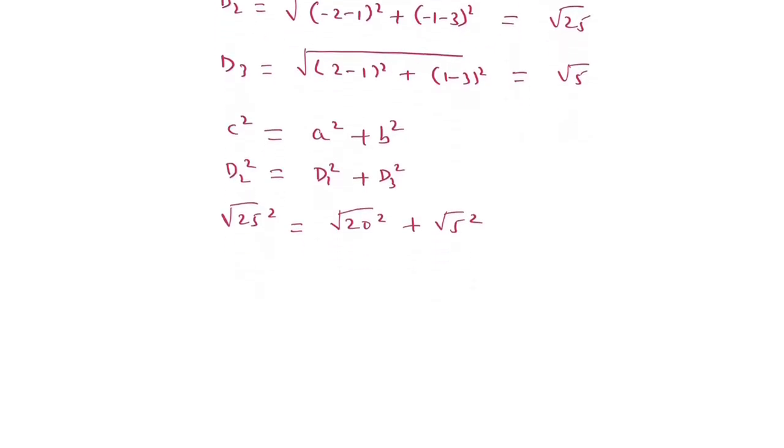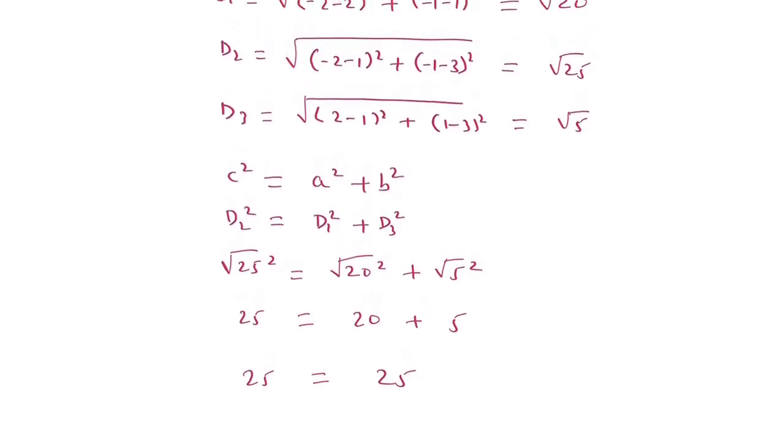which becomes 25 equals 20 plus 5. Solving from our right hand side, we have 25 equals 25. Now we can see that our right hand side and our left hand side are equal. Then this is a right angled triangle.